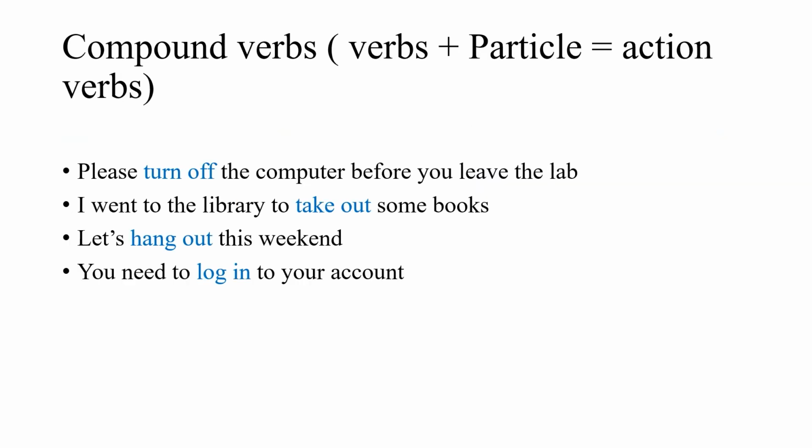Another type of compound verbs that we are going to learn the stress rule for is compound verbs that are made up of verbs plus particles, like turn plus off. Sometimes they're called action verbs because the speaker is asking the listener to do something. There are 4 examples provided here: turn off, take out, hang out, log in. First, take your time and read these 4 sentences silently, then we will read them aloud together.